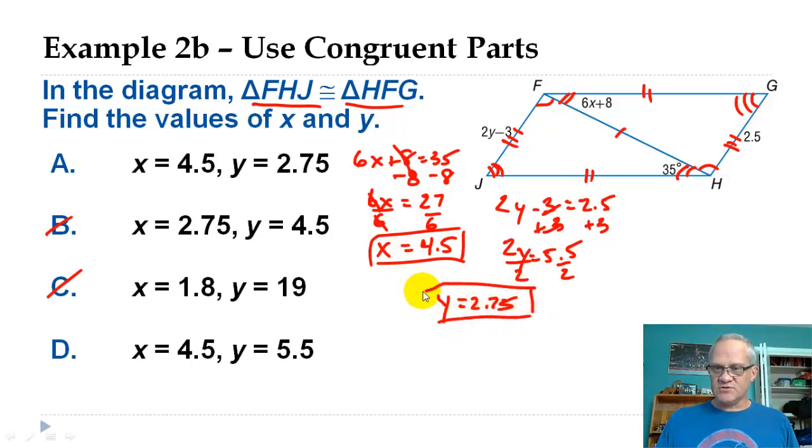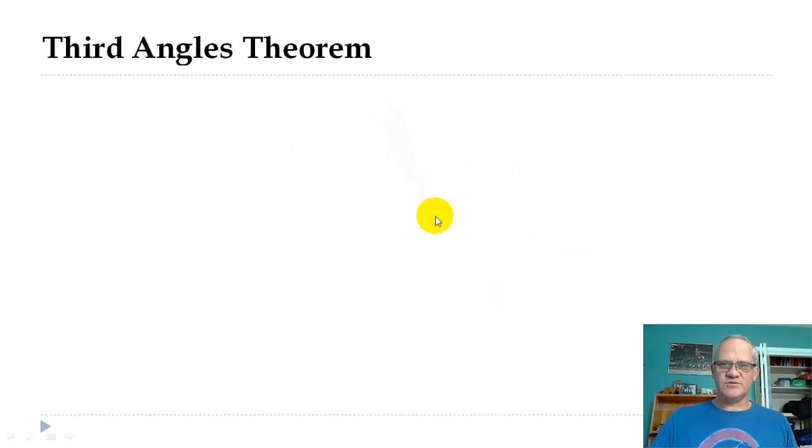Hopefully that's one of our answers. And if you look, it looks like it's right here, 2.75. And so, magic red circle, what's the answer? It's A. Okay, good. We were correct. 4.5 and 2.75. Okay, hopefully you're getting a good feel for those.